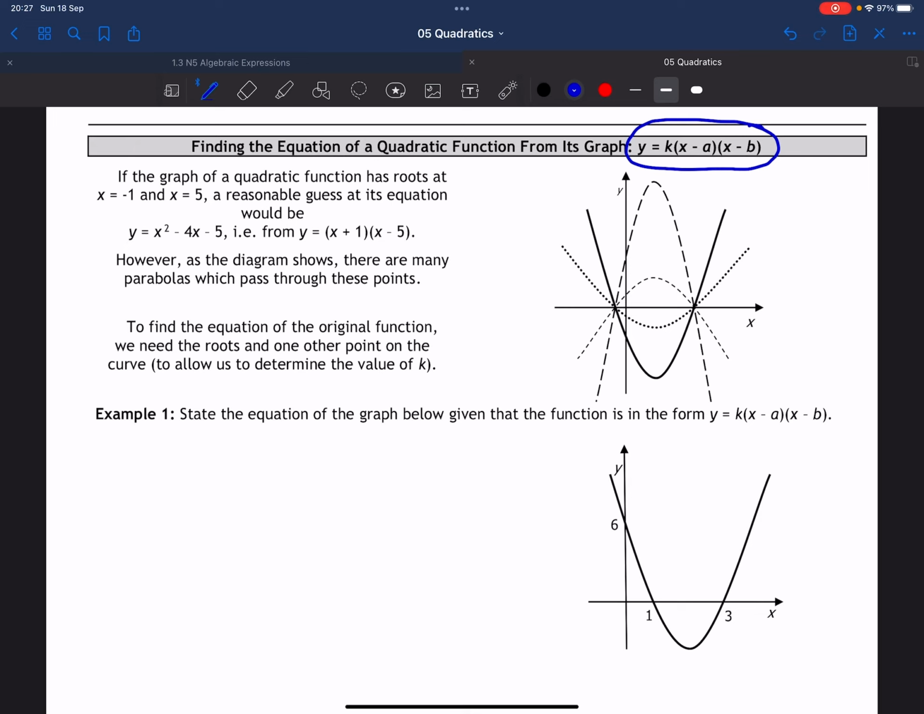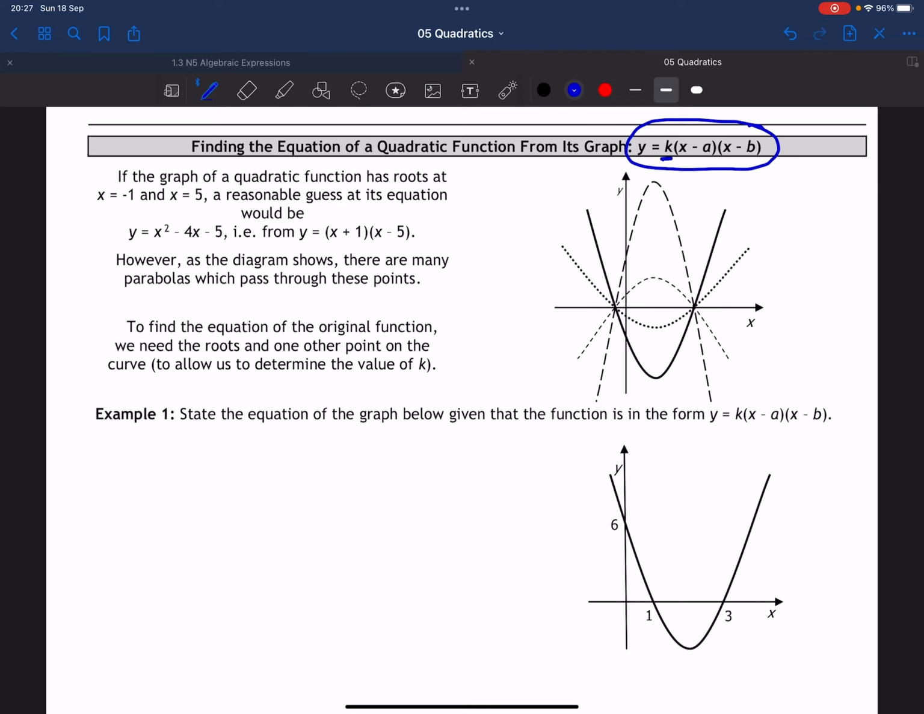A cubic would have three roots, x minus a, x minus b, x minus c. A quartic would have four roots, and so on, okay? But they always have this multiplier, this k value, at the very front. And that's the thing that decides how high or how low, how shallow or how steep a quadratic curve should actually be.